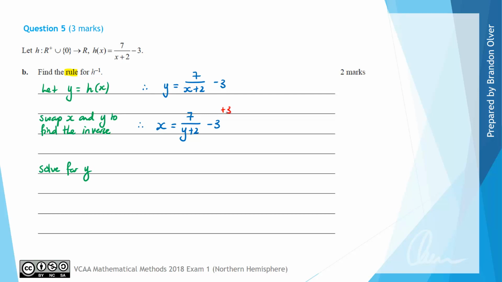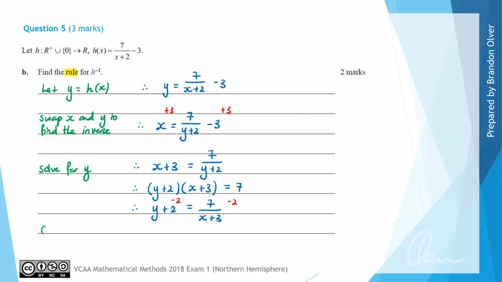We'll start by adding 3 to both sides of this equation, which gives us x plus 3 is equal to 7 divided by y plus 2. Now if we multiply both sides by y plus 2, we find that y plus 2 multiplied by x plus 3 must equal 7. Now we can divide both sides by x plus 3 to give y plus 2 is equal to 7 divided by x plus 3. And then we can subtract 2 from both sides to get y by itself.